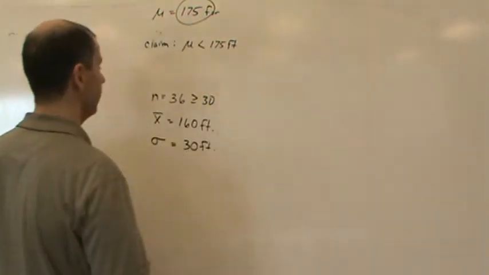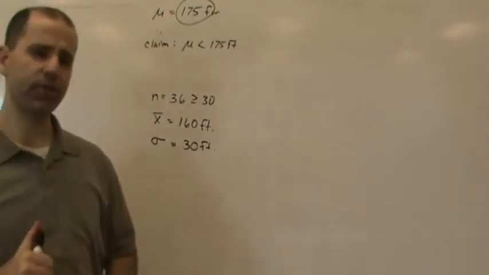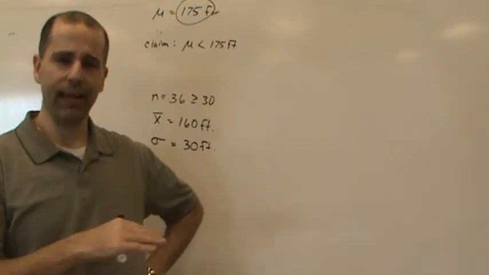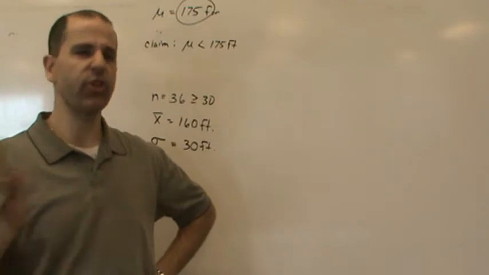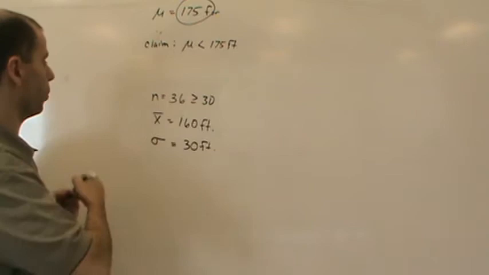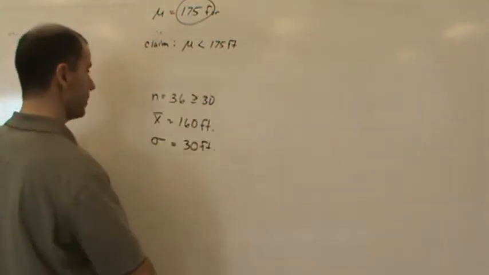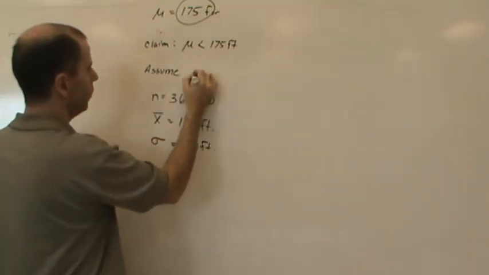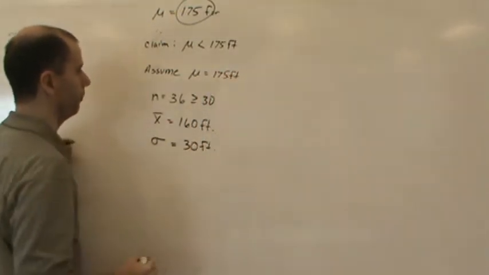So the claim is this, right? Now, let's assume for a moment that there is no difference, that with the new braking system, the average braking distance doesn't change, okay? So let's assume that mu stays the same. So this is the claim, but we're going to assume that mu didn't change, that mu is actually just 175 feet. Okay.